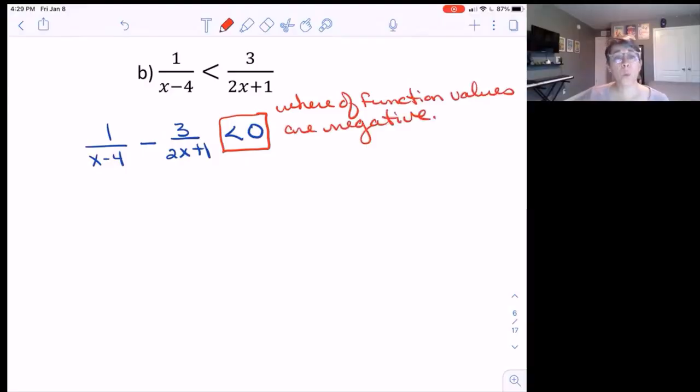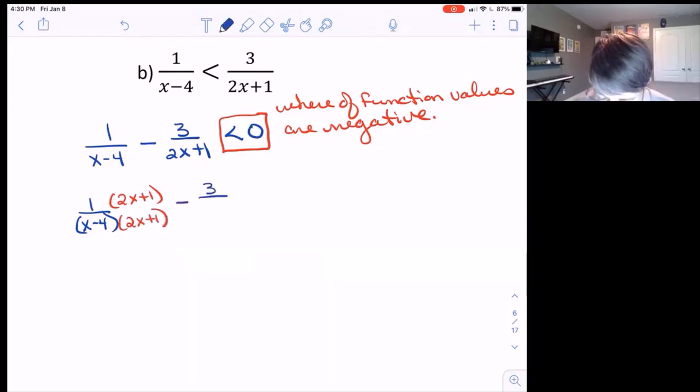The problem is we need one fraction on the left, one rational expression. So we have to add. That means we need to get common denominators. A little bit of scratch work here on the left. We have 1 over x minus 4. The other denominator is 2x plus 1. So we need to multiply the top and bottom of this first fraction by 2x plus 1, minus our second fraction of 3 over 2x plus 1. Well, now that 2x plus 1 is missing our other denominator, x minus 4. So we're going to multiply the top and bottom by x minus 4.